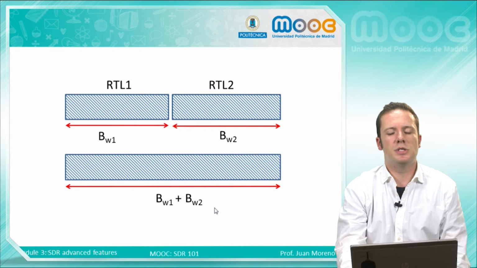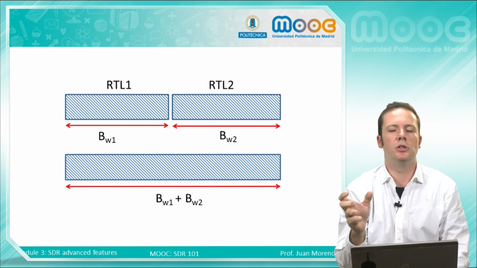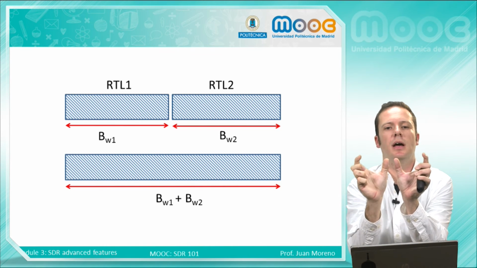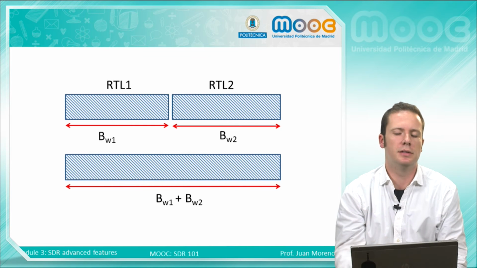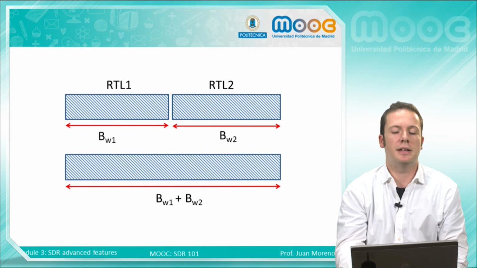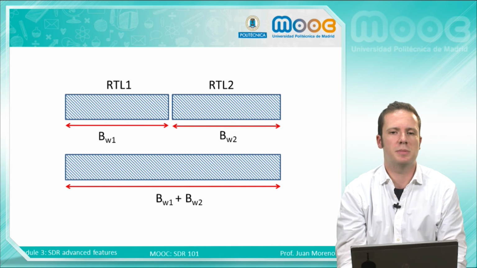Here, as we saw before, we can join two RTLs and work with them as if they were only one, and have twice the available spectrum.